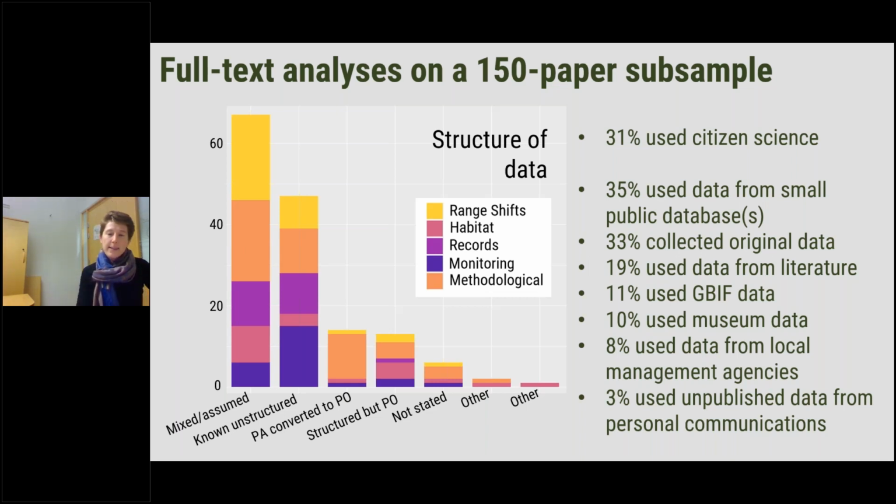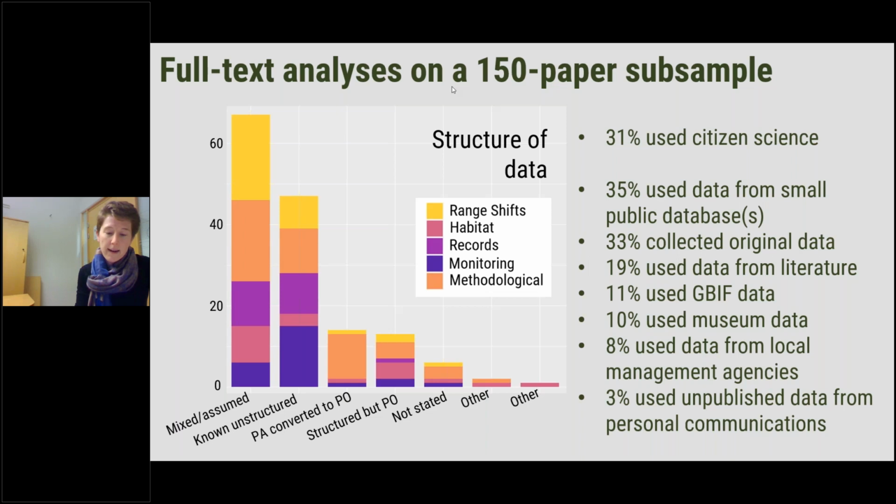Now, looking at the more specific sources of data, it's interesting to see there are a lot of different types of data being used even in this relatively small subsample. A fair amount, although smaller than expected, of studies do use publicly accessible data, but a lot of it came from places that aren't necessarily super intuitive to find. 35% came from public databases, but databases that are relatively small or related to a niche geographic region or a niche taxa. So they're not necessarily things that are going to be really easy for a lot of other people to find.